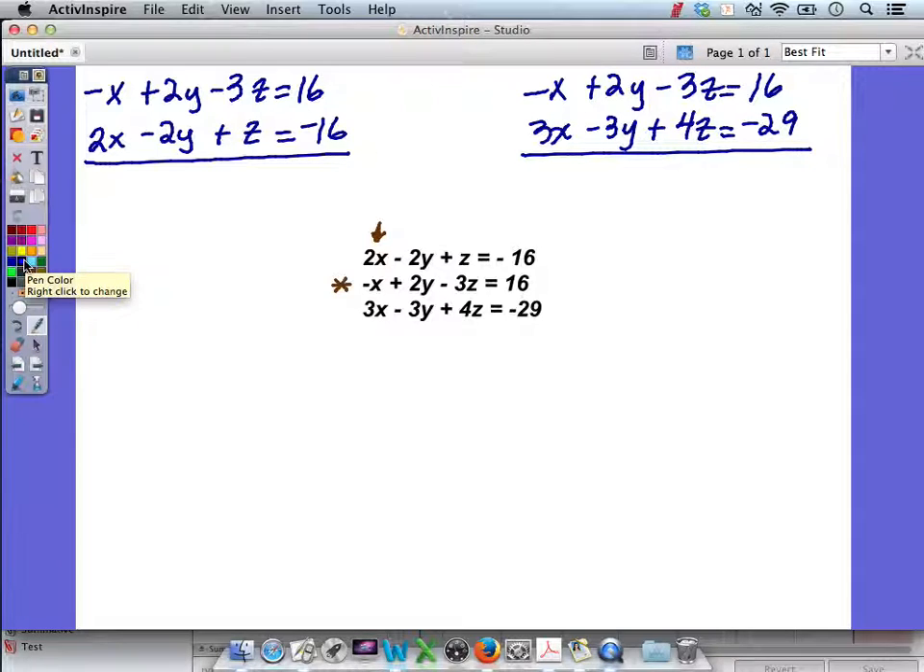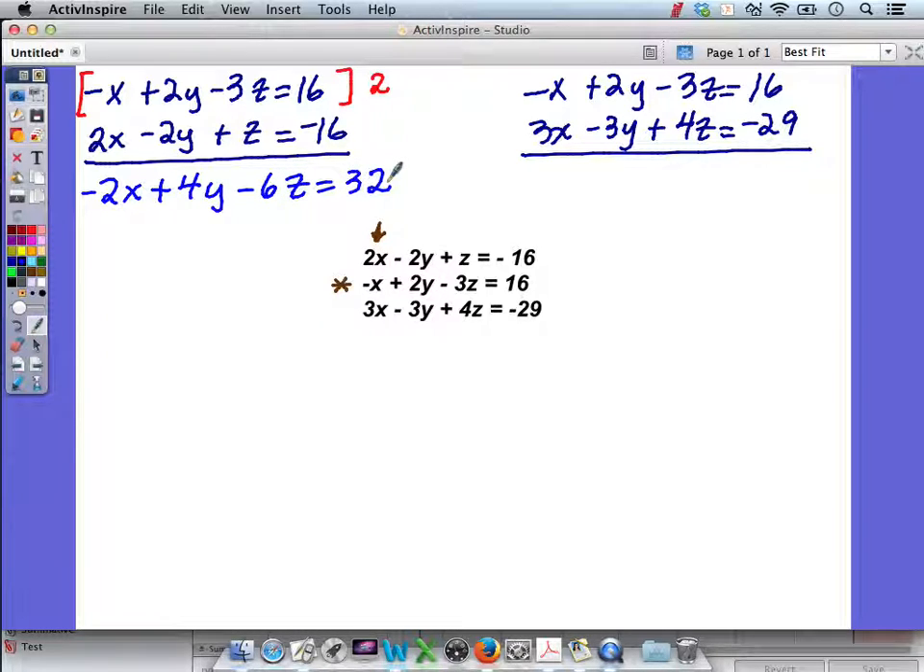So now what we've done is we've chosen to eliminate the x. Even though when I look right here, I can see that y is easy to eliminate, I have chosen x. Stick with it. So what I'm going to have to do is multiply this top equation by 2. So I have -2x, 2 times 2 is 4y, minus 6z is equal to 32. And the next one, I'm just going to bring that down. 2x minus 2y plus z is equal to -16. When I combine those, the x's will eliminate. That's my whole goal. I've chosen to eliminate the x.